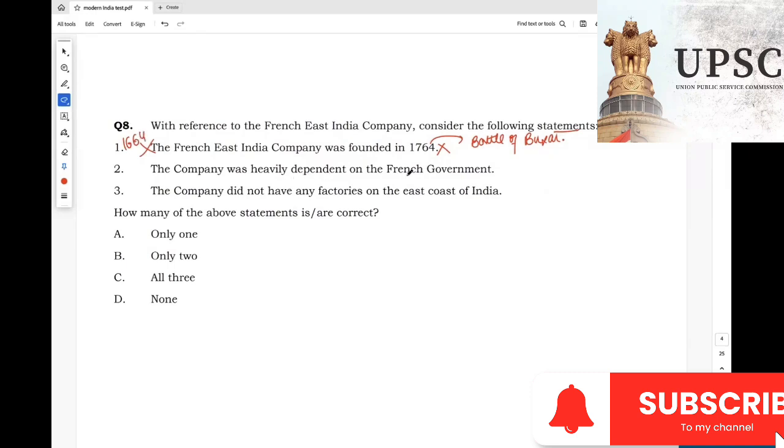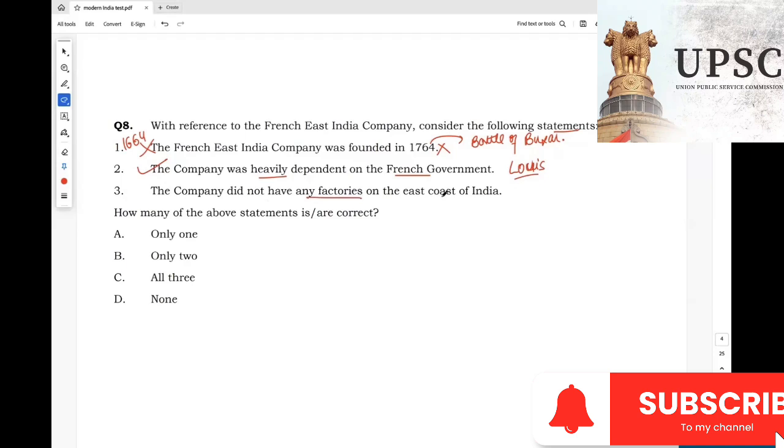The company was heavily dependent on the French government. The statement is correct because it was the rule of Louis, the French ruler, who used to give guidance and also took all the cases possible with respect to the functioning of the company. On the other hand, the British East India Company was completely a shareholders' company, and there was no direct interference of the British government before the 1773 Regulating Act. Otherwise, after that, we have seen that yes, the company was regulated by the British Parliament and the Crown.